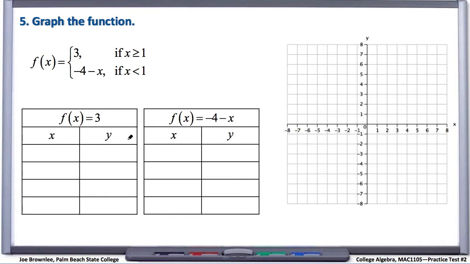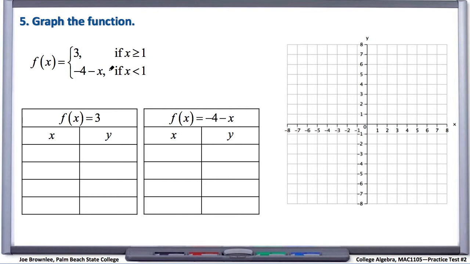All right, so we have two xy tables. The first xy table here is for the first piece. The second table here is for the second piece. If this piecewise function had 3 pieces, we would have 3 xy tables. If it had 4 pieces, we'd have 4 xy tables. These tables just help us to stay organized when it comes to finding points and then plotting them.